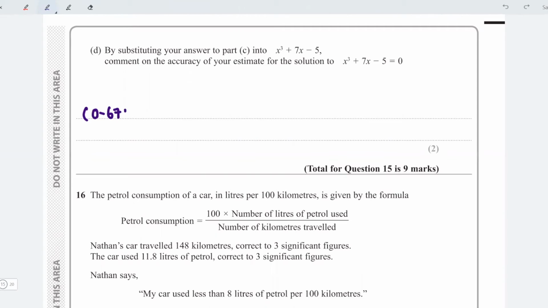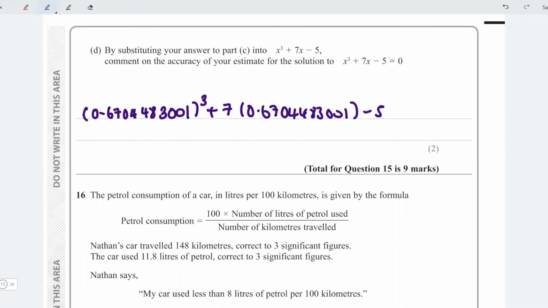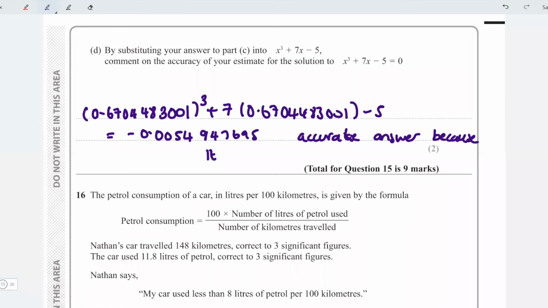Right, 0.67044830001 cubed plus 7 times 0.67044830001, take away 5. Right. Tap that into my calculator and I get minus 0.0054947691. Right, I'm going to say accurate answer. Because it is close to 0. And look, your answer should equal 0, and it is close to 0, hence why it is accurate.